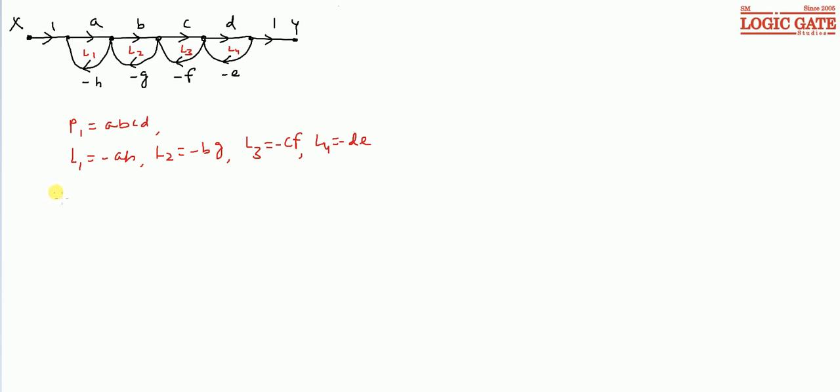Now if we write the non-touching pairs of loops, then L1, L3, these two loops are non-touching. L1, L4 are non-touching. Then L2, L4, this pair is also non-touching. So we have 3 pairs of 2 non-touching loops. Now let's see the Mason's gain formula.